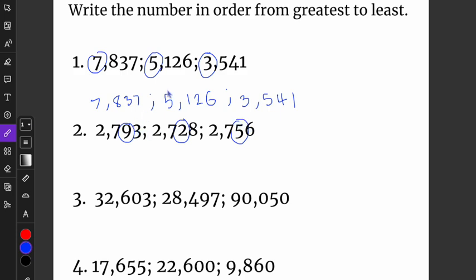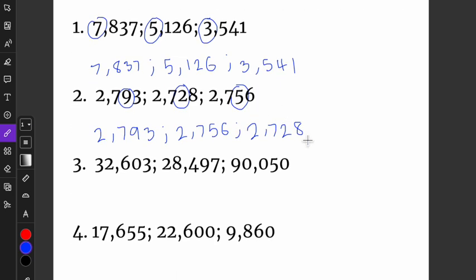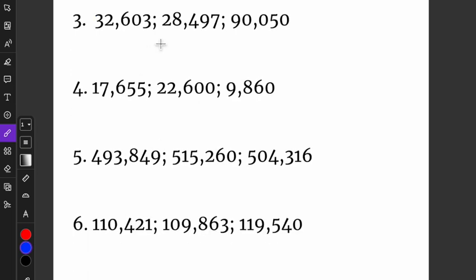Since 9 is greater than both 2 and 5, 2,793 goes first. Since 5 is greater than 2 but less than 9, it goes in the middle. 2,756. And the least number is 2,728 because its tens place is less than both the tens place of the other two numbers. And you can use the same technique for 3 to 6.